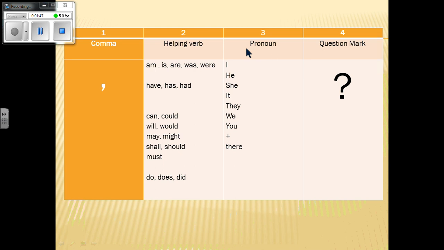Then we have the pronouns. I, he, she, it, they, we, you. Even if you have a name, even if you have any other nouns at the beginning of the sentence that you put a question tag at the end of it, we don't use them, we only use pronouns. Plus the word there. There is not a pronoun. But if the sentence starts with the word there, you will use it instead of the pronoun when making the question tag. After that, you will put the question mark.